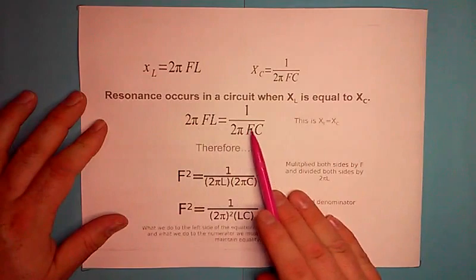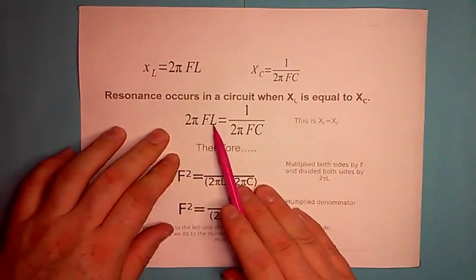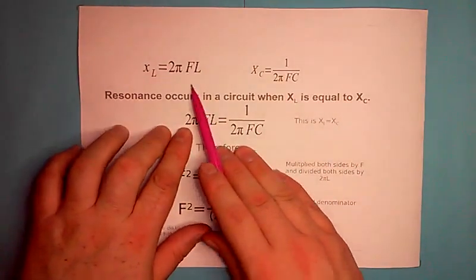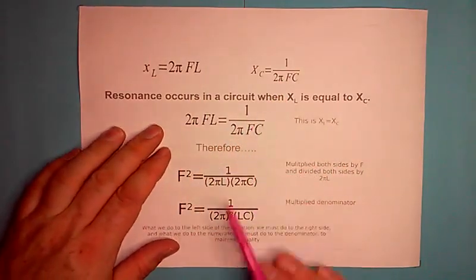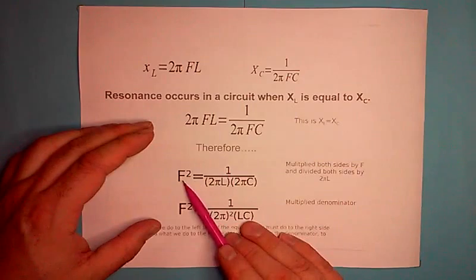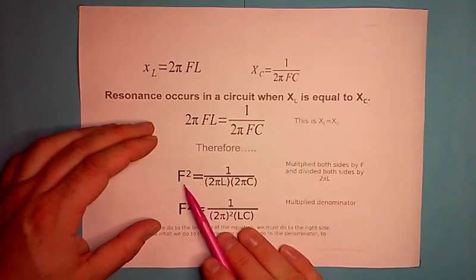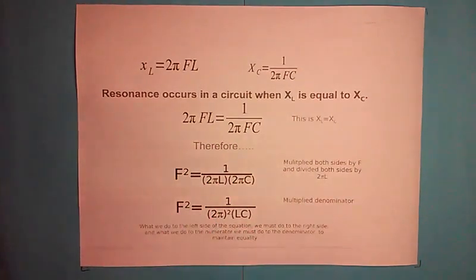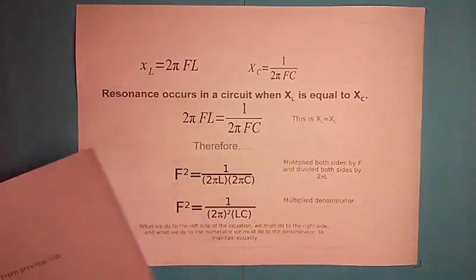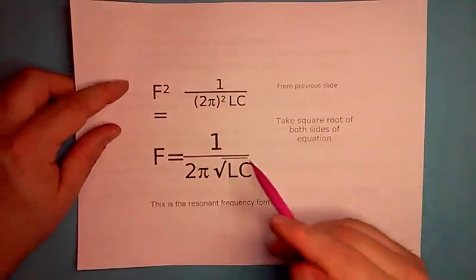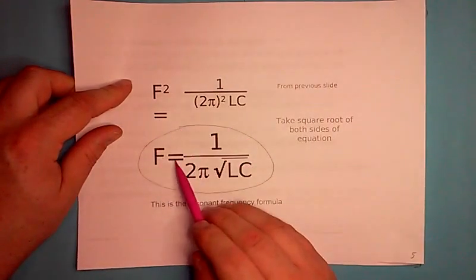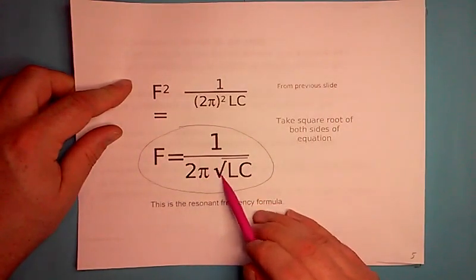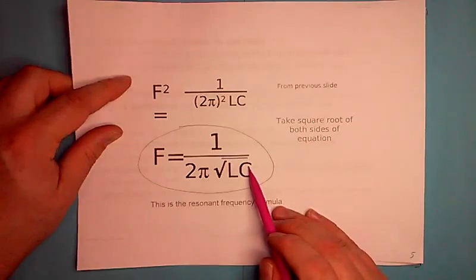So when we have this formula, 2 pi FL, which is our X sub L, when X sub L equals X sub C, 1 over 2 pi FC, if we break this down into its components, we eventually end up with this formula right here. This is the one you want to memorize: F equals 1 over 2 pi, the square root of LC.